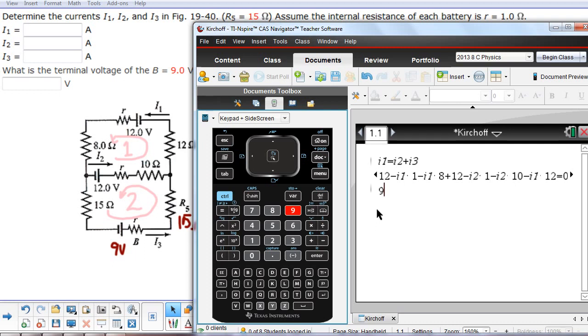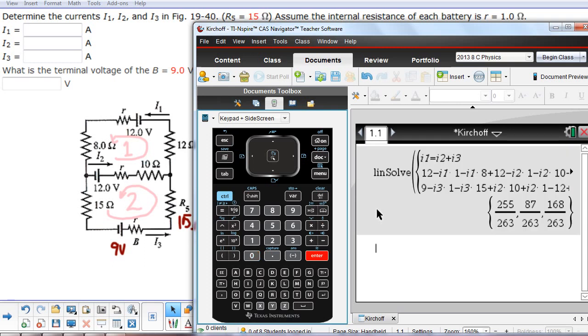So let's go with 9 and then I3 times 1. I know I don't have to say times 1. Minus I3 times 15 plus the I2 times 10 plus I2 times 1 minus that 12 volts I was telling you about, and then one more plus the I3 times 15 ohms. All that's up to be equal to 0, and there you have it. And there's the three solutions. Oh, that's kind of interesting.